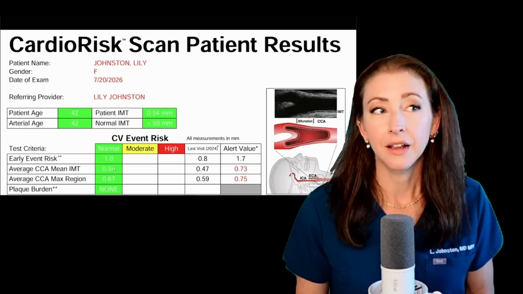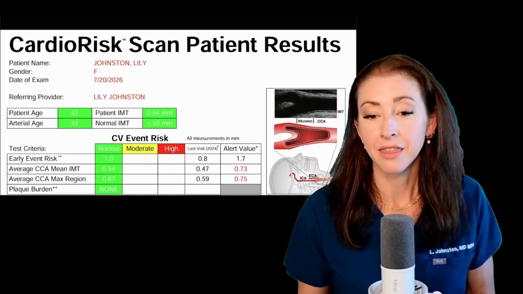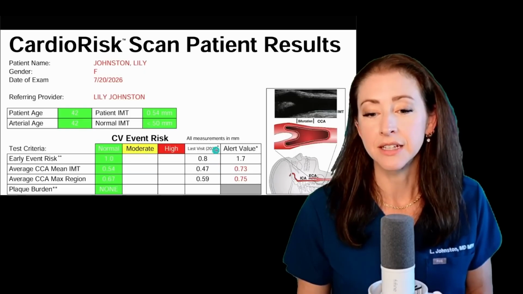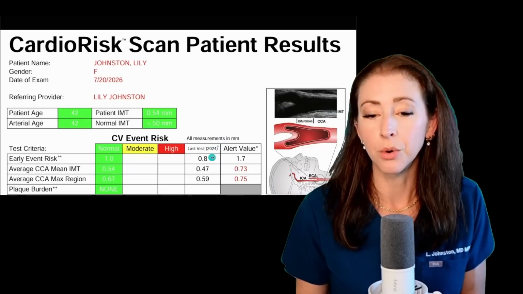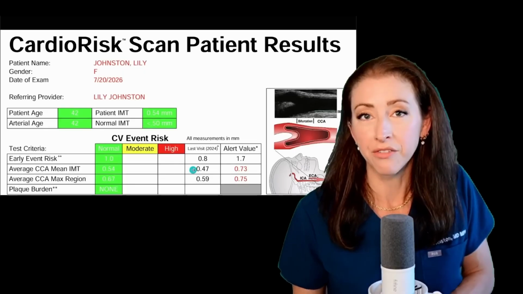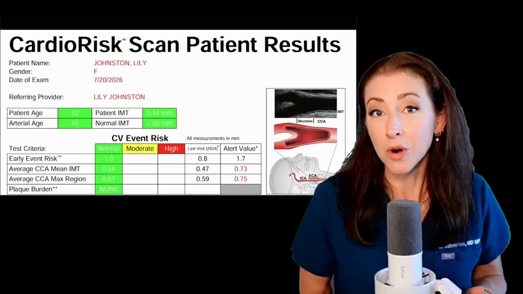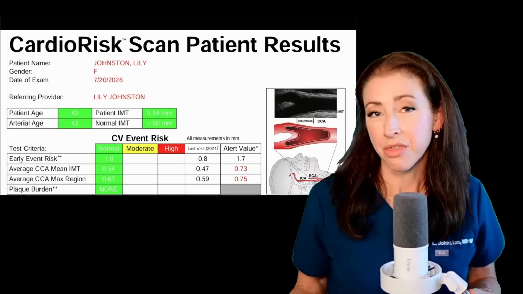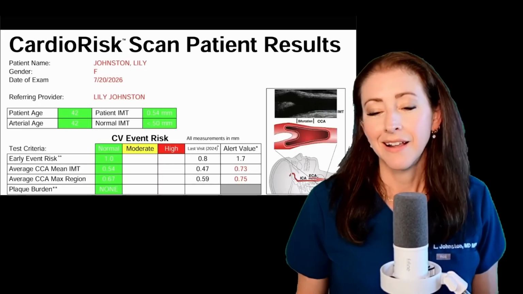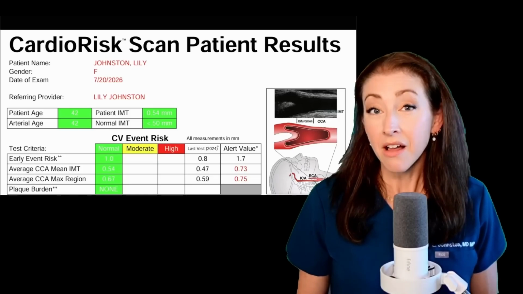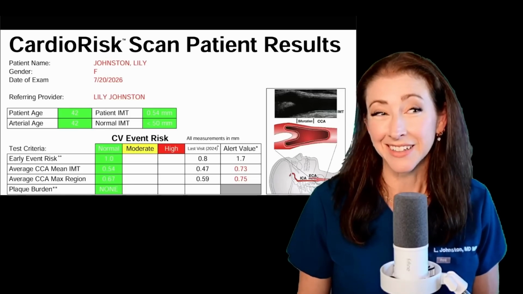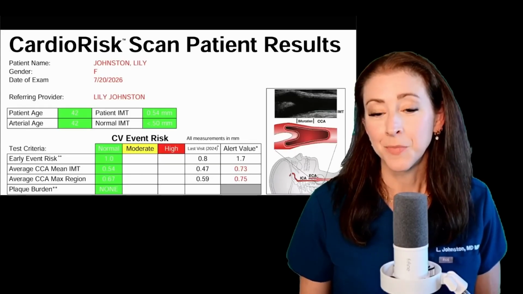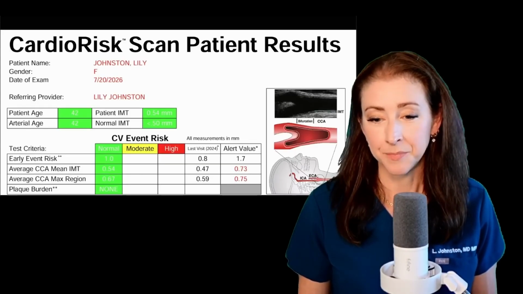When you have serial exams through CardioRisk, they will show you what the last measurements were. So if we scroll over here to the right, you can see my last visit from 2024, my IMT was 0.47. That is not an enormous change, but it's more than 0.34 per year, basically. And that is right on the threshold of kind of an accelerated level of thickening or change. So I'm not super pleased with that.